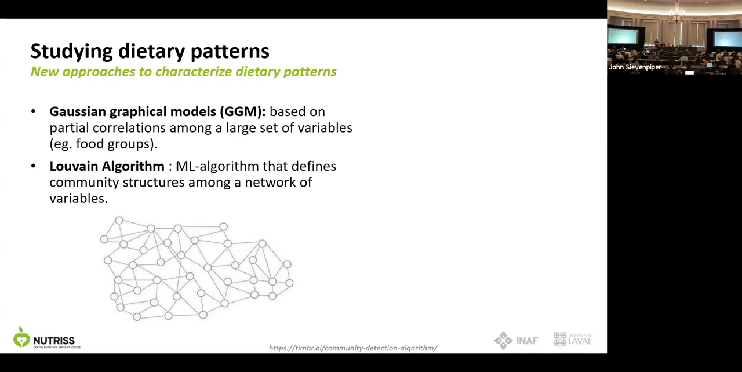So in a network, you have people that are very influential and have a lot of connection to other people that are influential, and these people have a lot of influence on the network, on the social network. So it's the same for food. So the foods that would be connected to other foods, and therefore that are more often consumed together, are more influential in the dietary pattern.